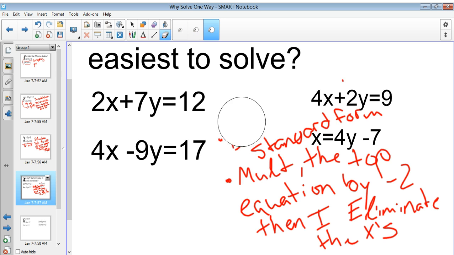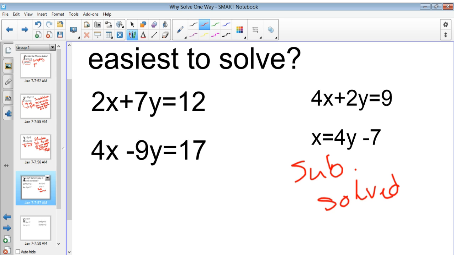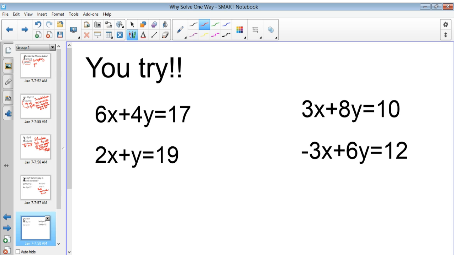The second one, definitely substitution. Already solved for one variable. So substitution, it's solved for one variable already. And I'm saying it's solved for one variable instead of just solving for x or solving for y, because it doesn't really matter as long as it's solved for one of those variables already. Next one, pause it, give me your explanation, and come back.